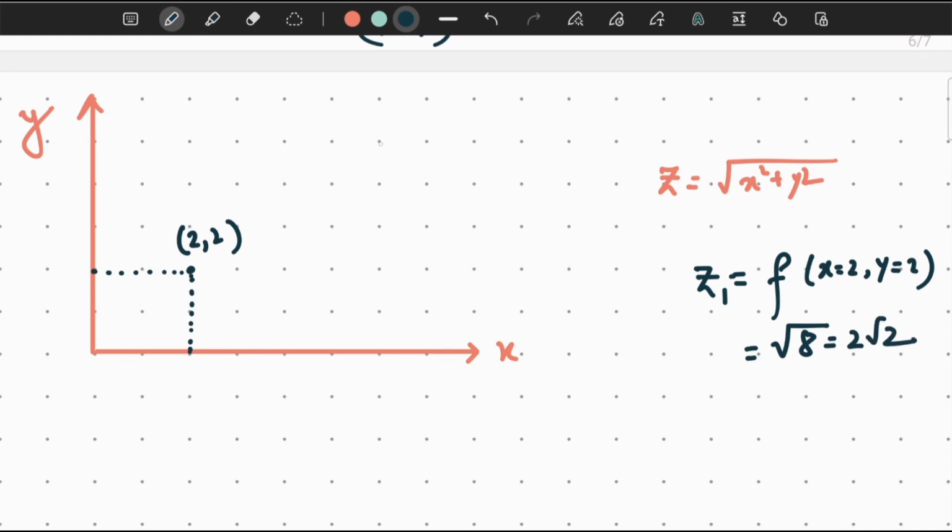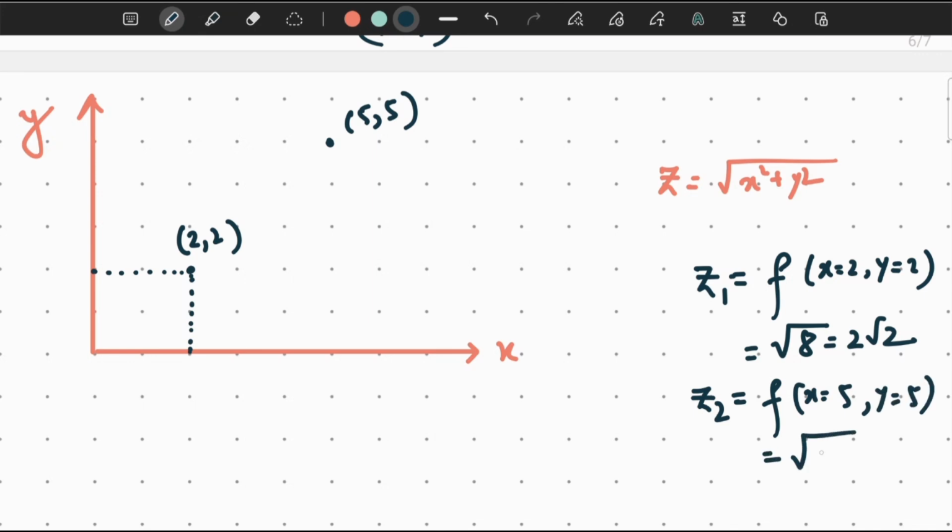And let's take this point, (5, 5). Again it will be z2, with x equal to 5, y equal to 5, so it will be root 50, which is 5 root 2. So these are the 2 points. We have z1 and z2.